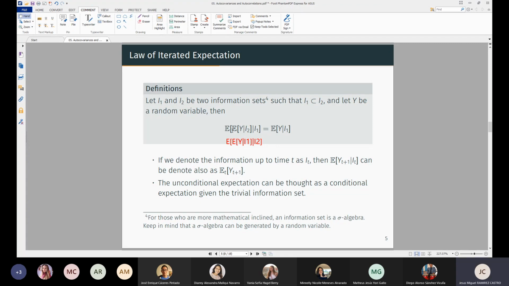Okay. So if the nested conditional expectation, whether it's this or this, you will get the same result: the conditional expectation of y given the smaller set of information. Any questions about this definition?